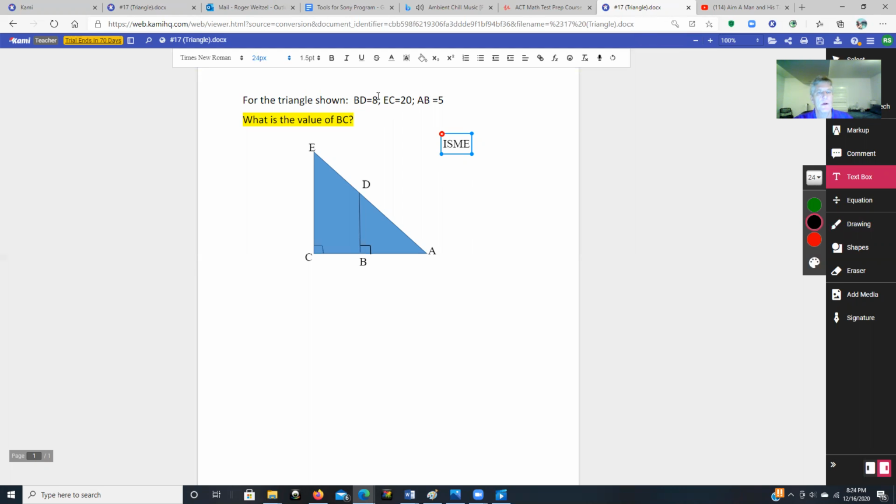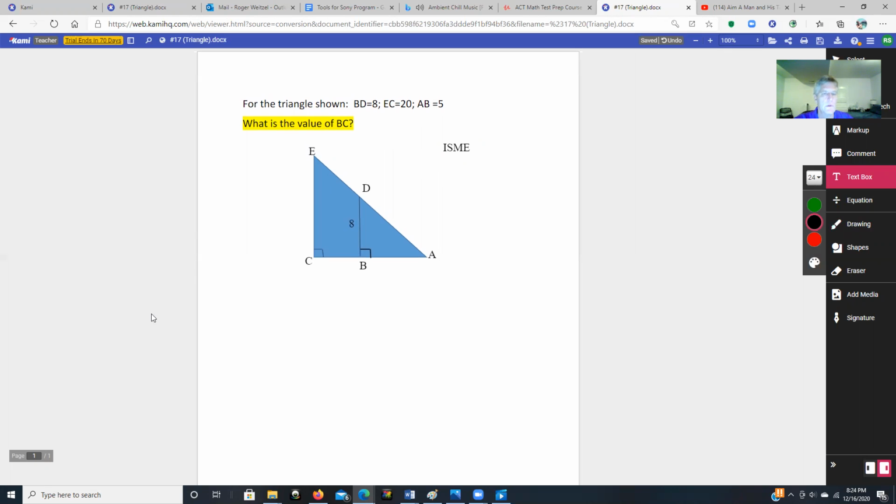So first of all, I'm going to label what we know. So we know that BD is equal to 8. What else do we know? We know that EC is equal to 20. And then this little section right here says AB is equal to 5.